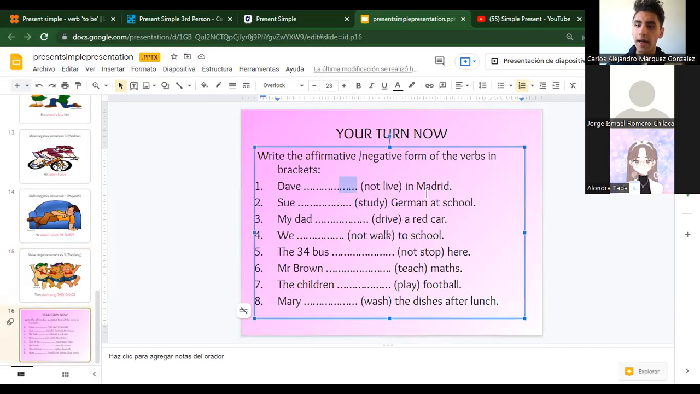Okay, now I brought some examples. We're going to go through them together. For example, here we have Dave. Dave is the name of a male person, the name of a boy, of a man. So we're going to use doesn't, okay? Dave doesn't live in Madrid.